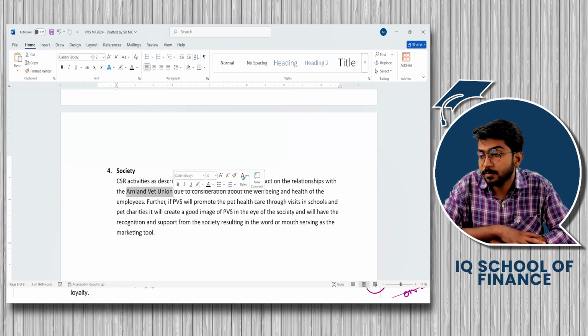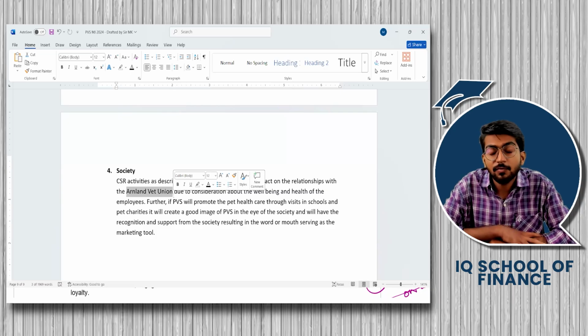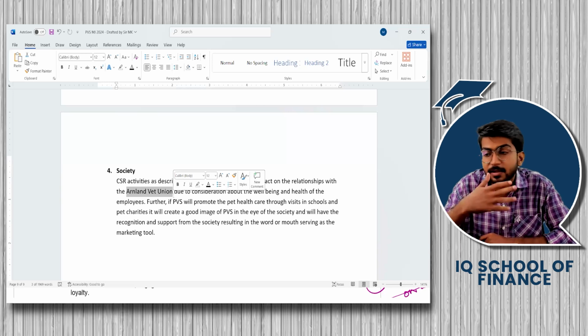Hira, the major thing missing in your answer is that for the betterment of society, you have to make it specific: the betterment of the pet care industry or the healthcare of the pet and the employees, because we are operating in the industry of pet healthcare. I've made it general. Otherwise, the point is good.